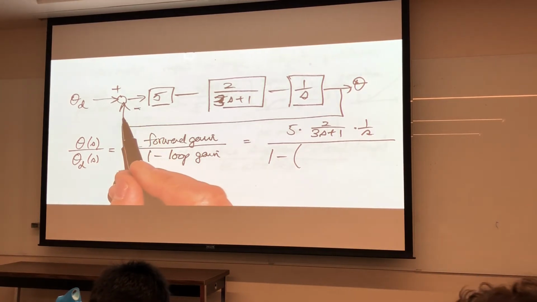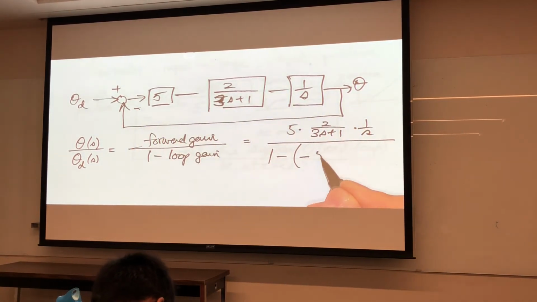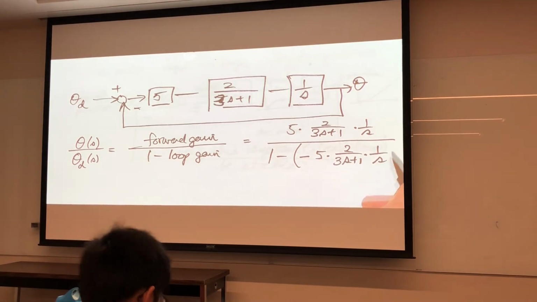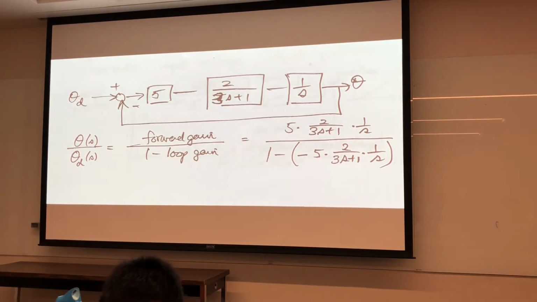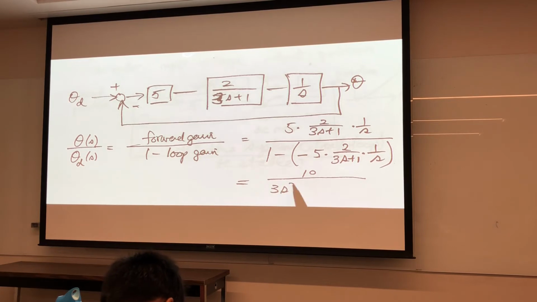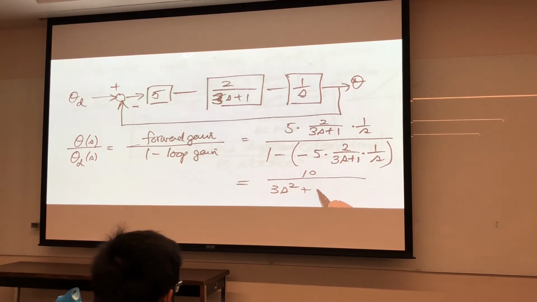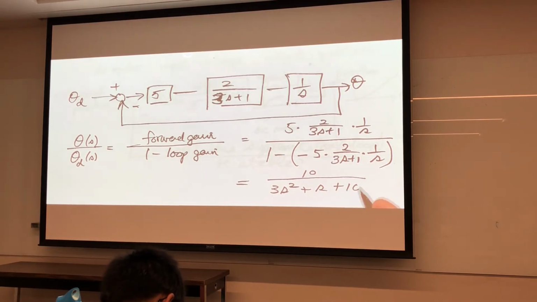Let's start anywhere. Let's start right here and work all the way around the loop. I got a minus sign. I've got a 5. I got a 2 over 3s plus 1. I got a 1 over s. I clean up the math a little bit, and this is 10 over 3s squared plus s plus 10.